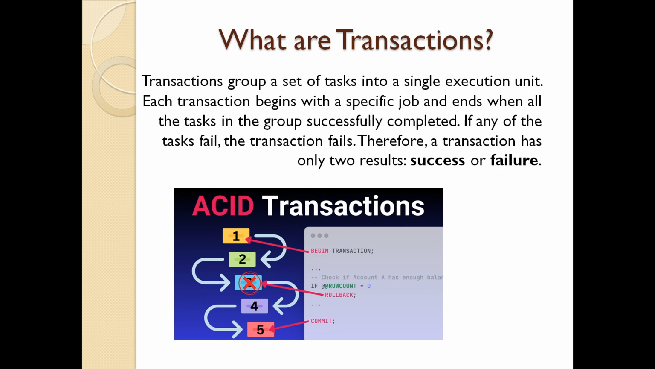So, basically, let's say a transaction has 5 steps, like in the example diagram. Step 1 is the beginning of the transaction. In step 1 the transaction begins. It goes to step 2. And let's say in step 3 the process or the operation fails. So what will happen is the overall transaction will fail.